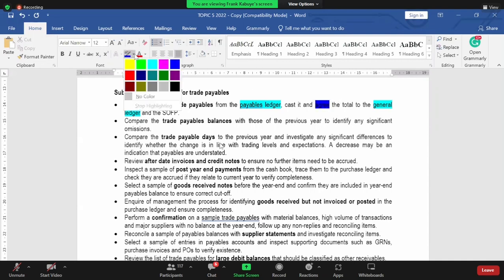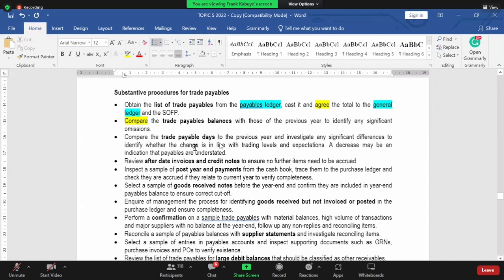Inspection. Then the next one is analytical. I already talked about that. You compare the total trade payables balances, current and previous year. Find out, are payables increasing or decreasing? I talked about the days, compare the payables days. How many days are we taking to pay the payables? Are those days increasing or decreasing?